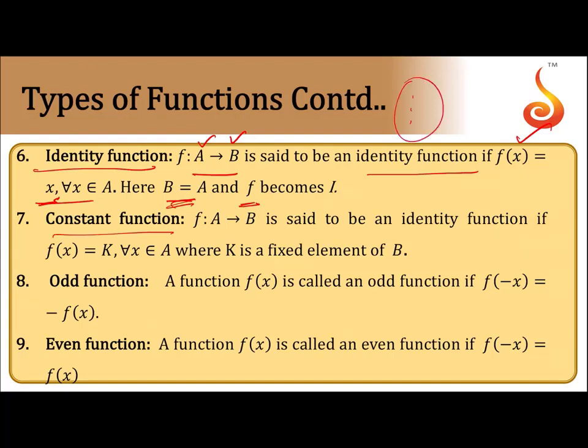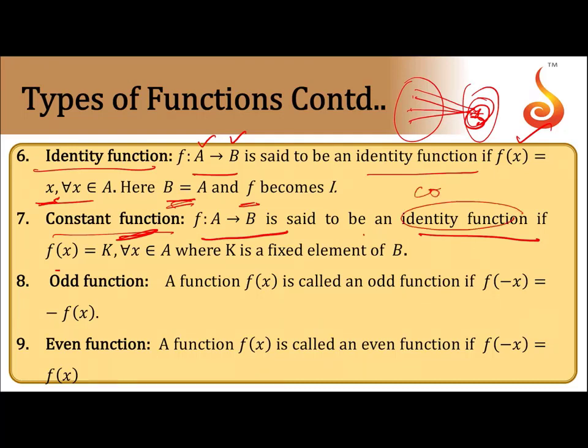Coming to the constant function: whatever be the domain, if the range is a singleton set, then it is said to be called a constant mapping, and that is a fixed element. So identity mapping, f from A to B is said to be a constant mapping. I hope there is a mistake here.